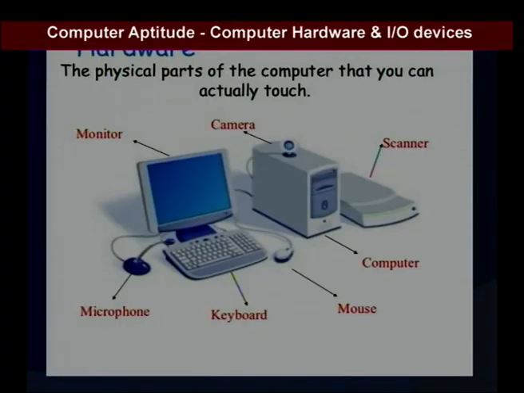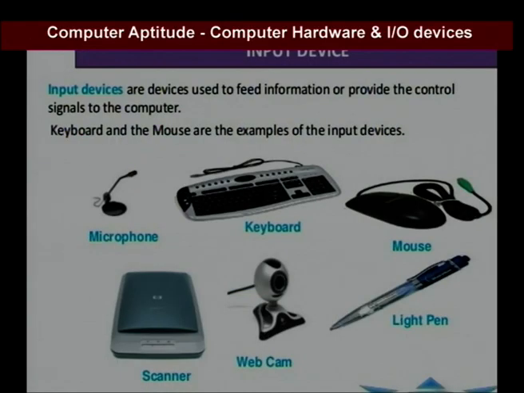I will explain again, answering your questions, hardware and input devices. Starting with hardware. Hardware means the physical components of a system. Physical components means physical parts of the computer that can actually be touched and felt. Touch and feel means products such as monitor, camera, scanner, computer, mouse, keyboard, microphone. These are hardware devices, mainly hardware devices.